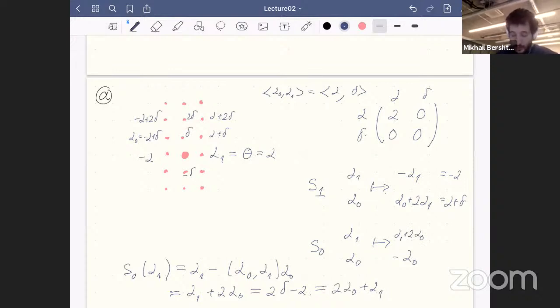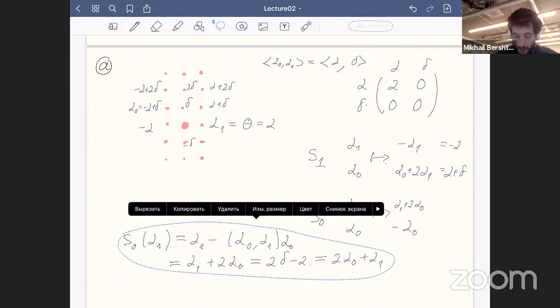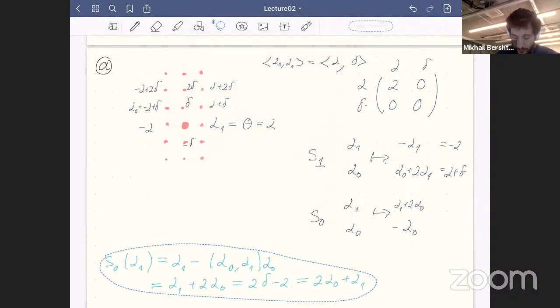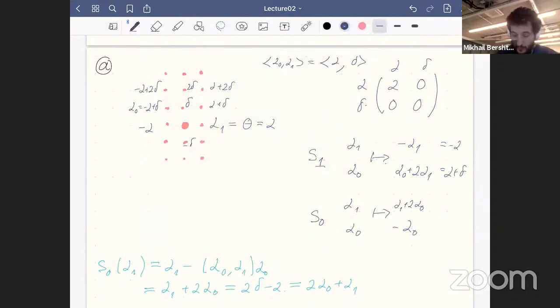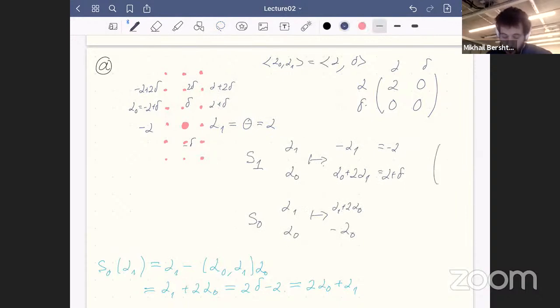So we get some non-trivial linear transformations. If you want, this formula can be drawn as some matrices. One of them is 0, minus 1, 0, 2. And this is matrix 1, 2, minus 2, 0.